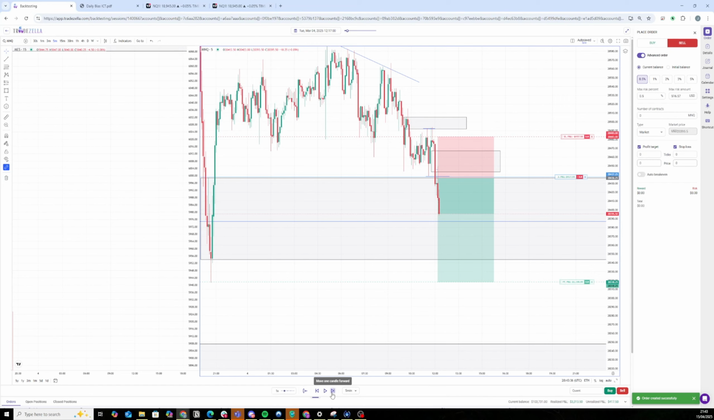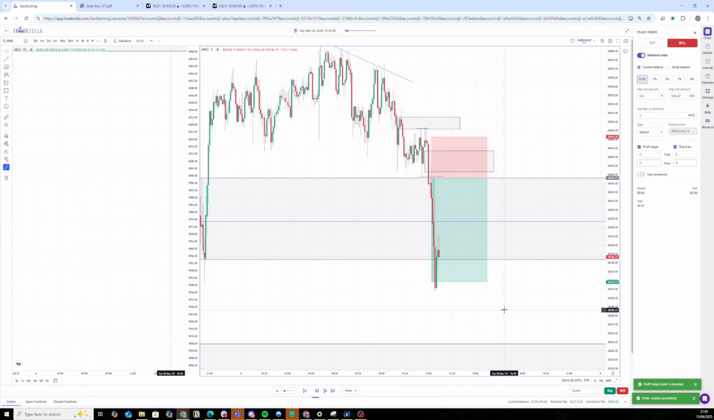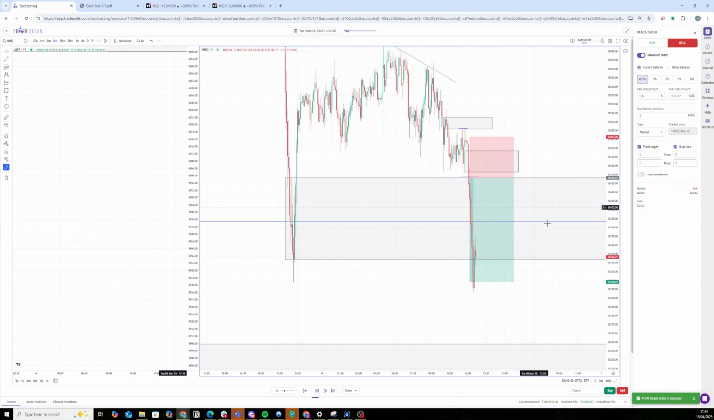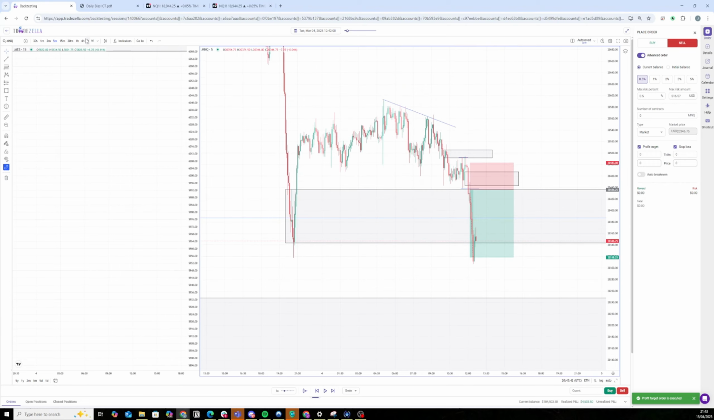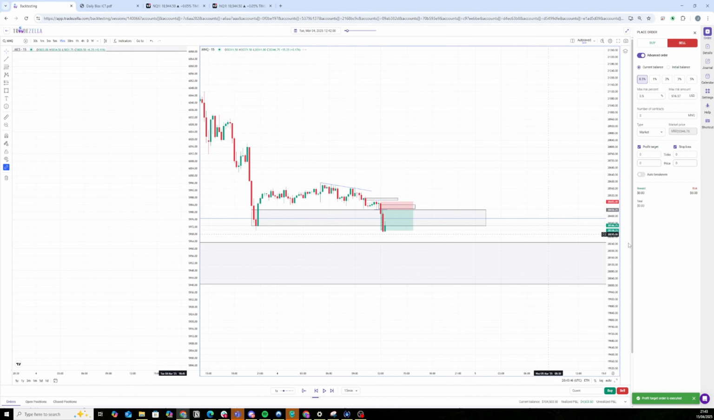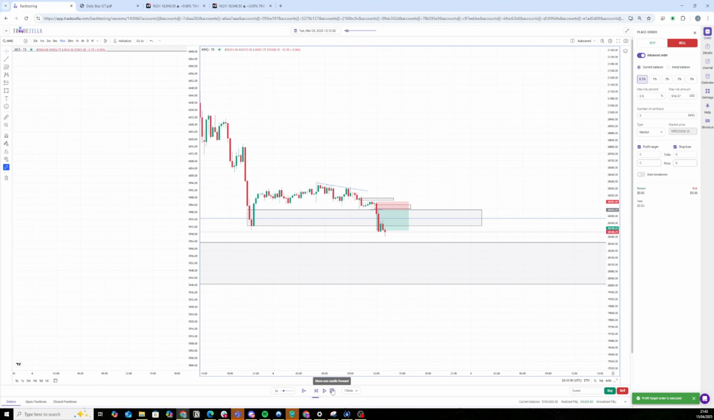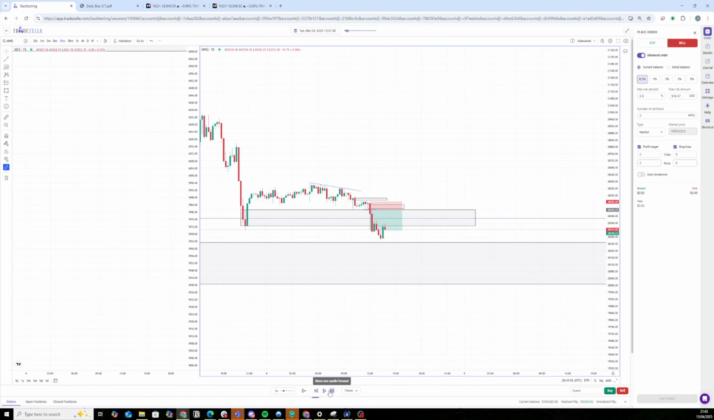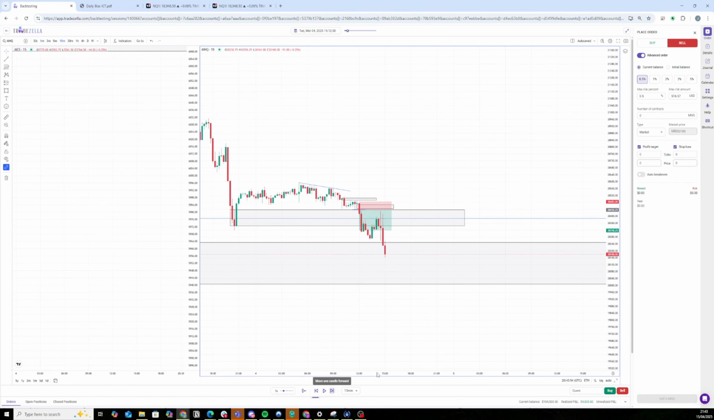So let's see. Okay, so that one does end up hitting TP. Main draw, obviously continuing down to this daily order block. So let's just see where price continues to go. Does it get down there? It does eventually get down there. So that would be our draw on liquidity to obviously get for that day. All right.